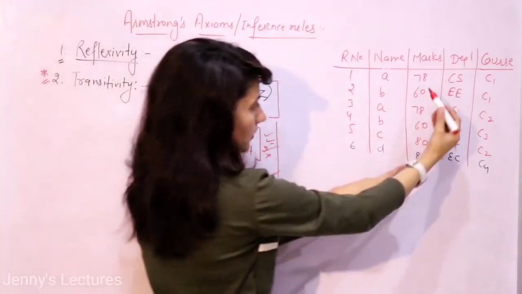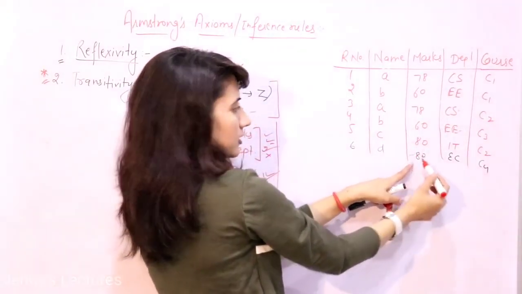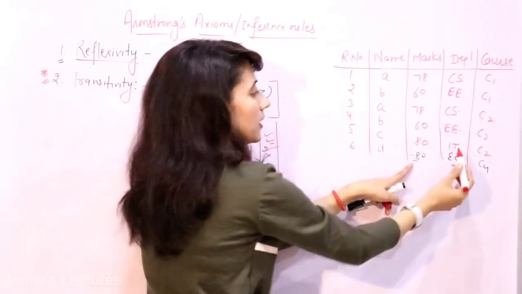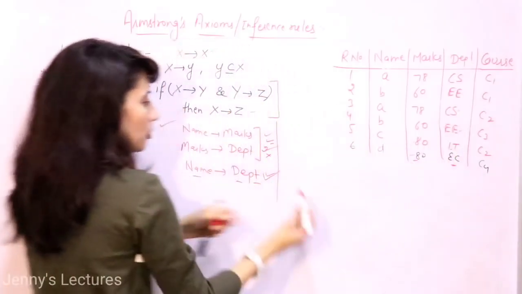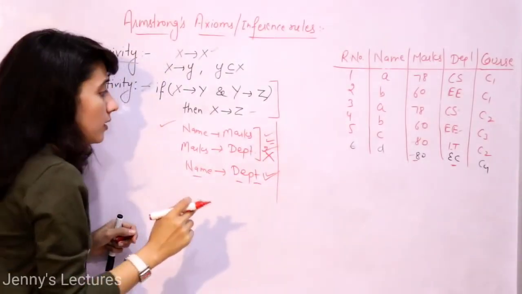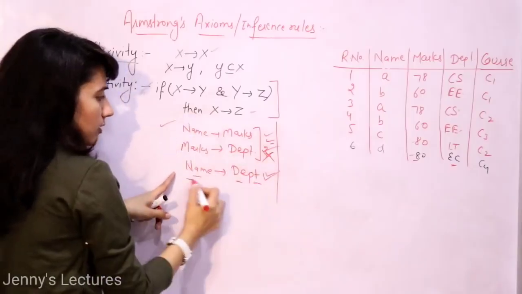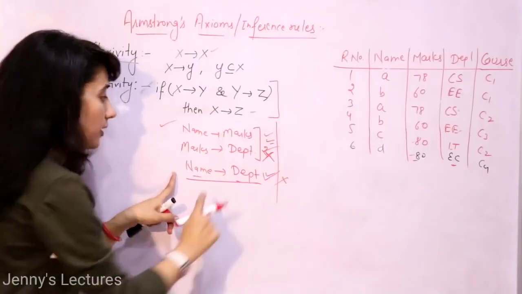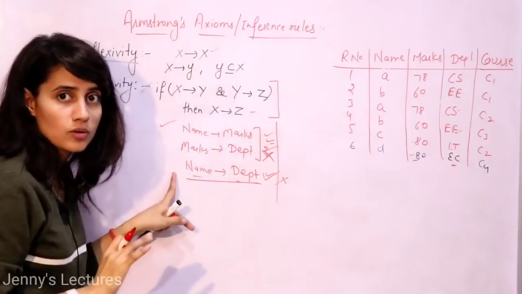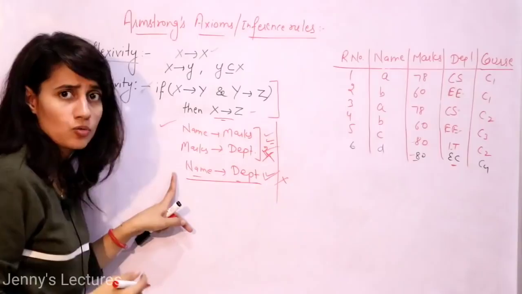Marks, department. See, here 80 and 80 are repeating, but this is X. So the Y value in the same tuple should be the same. But here we have IT, here we have EC. So this functional dependency does not exist on this database, right? Now, we cannot say that if this does not exist, then name cannot determine department according to the transitivity rule. If this is not true, then we cannot say anything about X to Z.